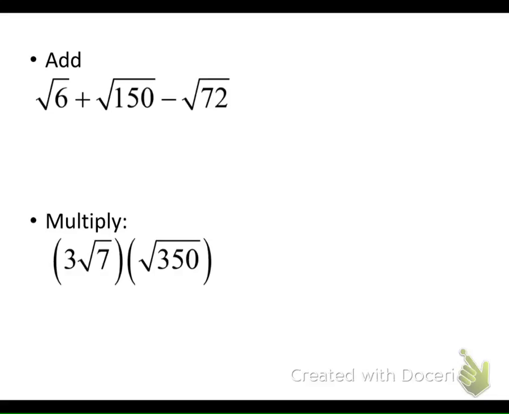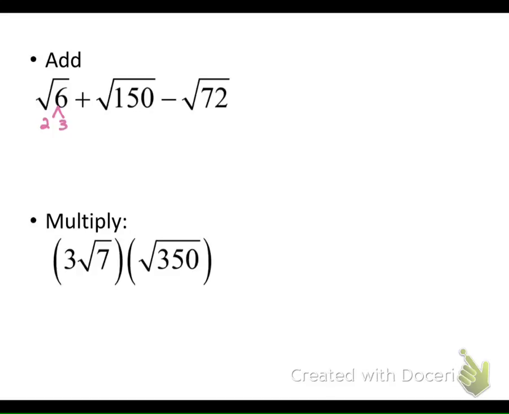Okay, so the next one, we have the square root of 6 plus the square root of 150 minus the square root of 72. Can I go ahead and just add and subtract these how they are? No, because they're not like terms. So the first thing I'm going to have to do is go ahead and simplify each individual square root. So the square root of 6, we're going to go ahead and factor it. 2, 3.